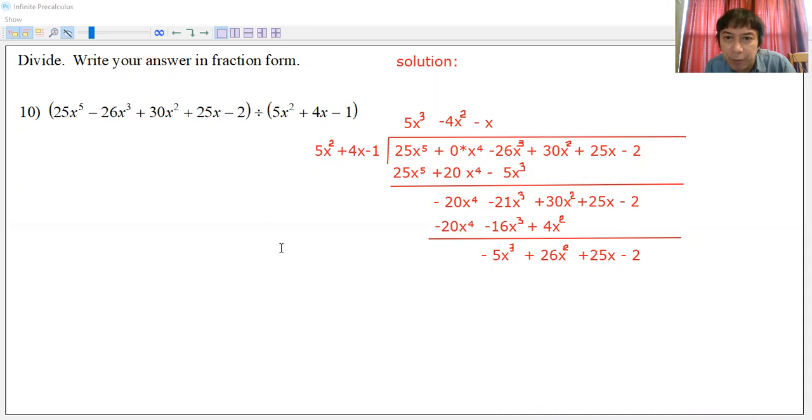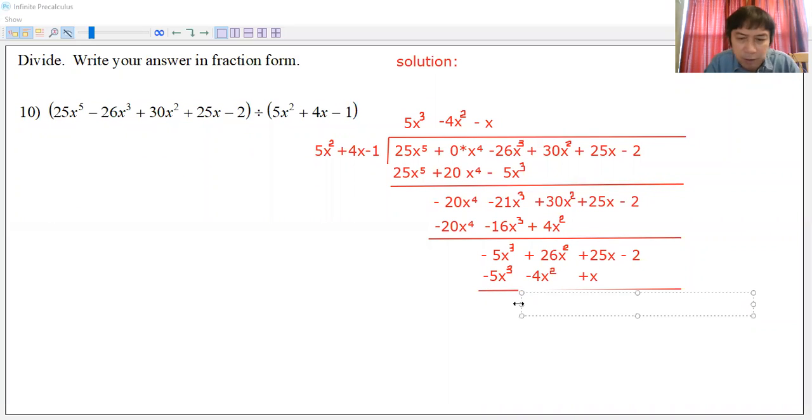So we're done dividing, and multiplying is next. Negative x and 5x squared is negative 5x cubed. So that will be over here. Next product is negative 4x squared and a positive x. Let me write the exponents. This will now be to the 3, and this will be to the 2. Put the line, and then back to subtract. This will now be 26x squared minus negative 4. That's a positive 30x squared.